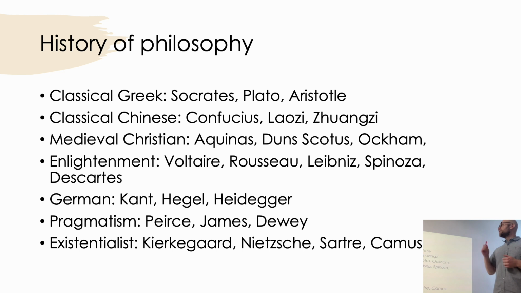Medieval Christian: Thomas Aquinas, Duns Scotus, Occam. I don't know if you guys know Occam's razor, if that's a concept you're familiar with. That the simplest explanation is usually the best. So medieval is the period between about the fall of Rome, about 500 AD, into about 1500 before the Renaissance.